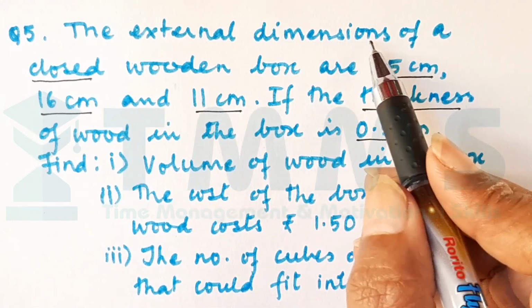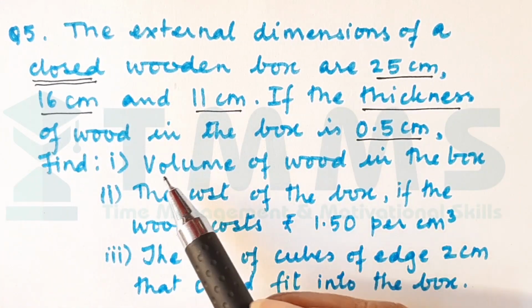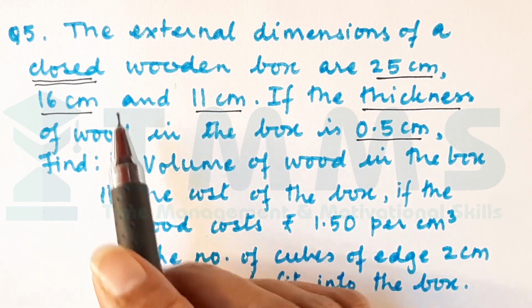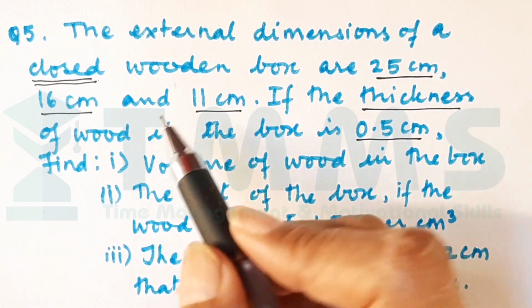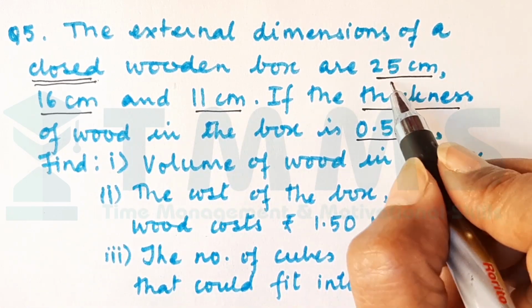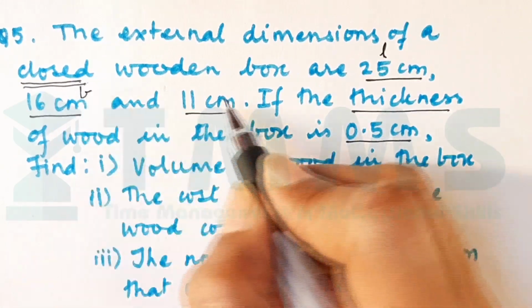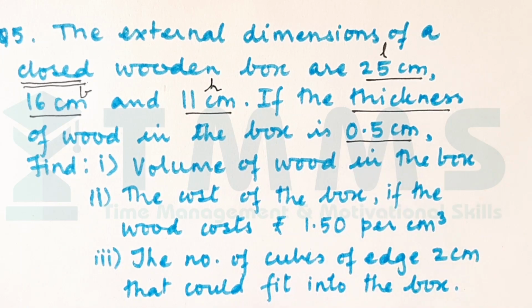So if we are talking about external dimensions and it's a closed box. When it is a closed box, remember the inner height is going to be lesser than the outer height, and that is where we use this word closed. I'll come to that a little later. First of all, let us see the dimensions. These are external. So this is the external length, this is external breadth, and this is external height. And then the thickness is 0.5 centimeters.